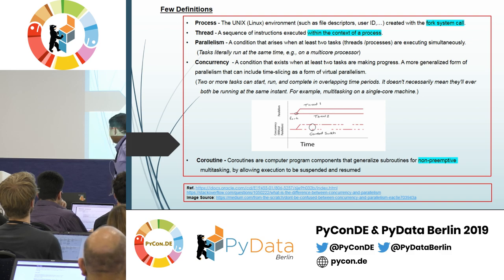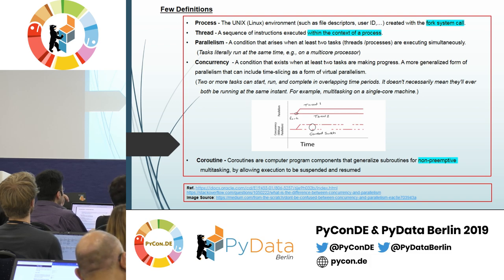Okay, so coroutine. This is our definition. Now we will see what that is. But remember, process and thread, everything is preemptive, and coroutines are non-preemptive, or cooperative. Fine.